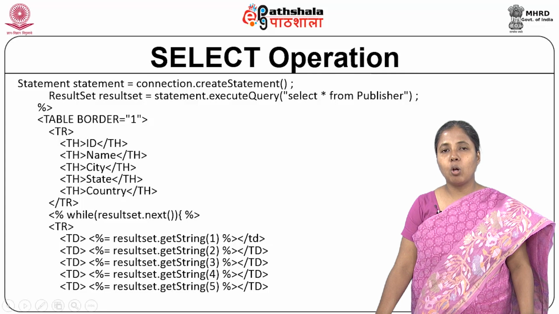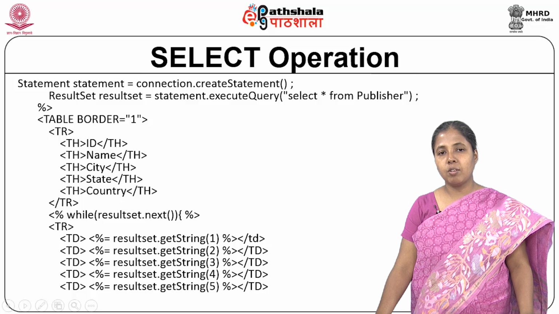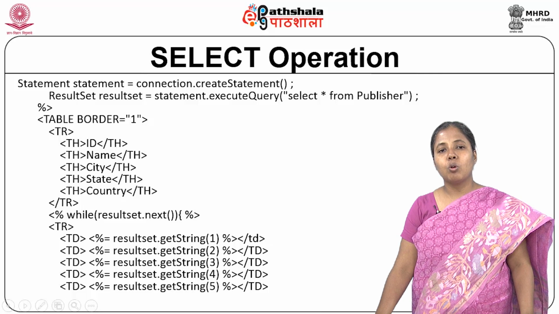So use the connection object to create the statement. Now you want to execute a select query. So write statement.executeQuery. You want to use a select statement like select star from the table named publisher. This would return a result set, and now it is over. Your Java statements are over, you have got a result set. Now you want to process the result set.